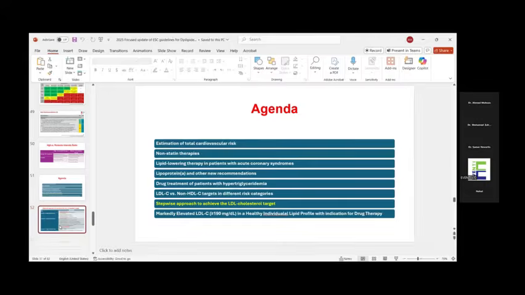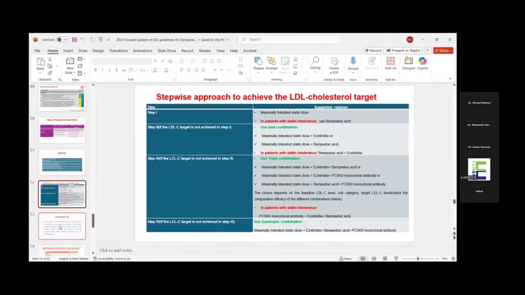So let's see the stepwise approach to achieve the LDL cholesterol target. Actually, this is not written in the guidelines. I have created this approach based on the guideline recommendation to simplify the management. Step 1, we start with the maximally tolerated statin dose. And in patients with statin intolerance, you can give bempedoic acid, and also you can use ezetimibe.